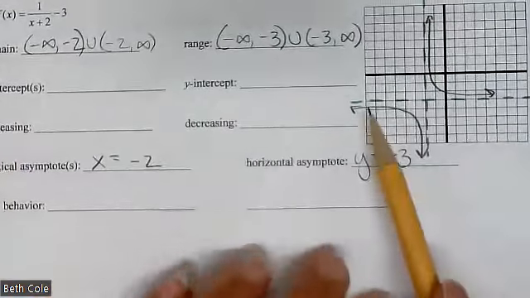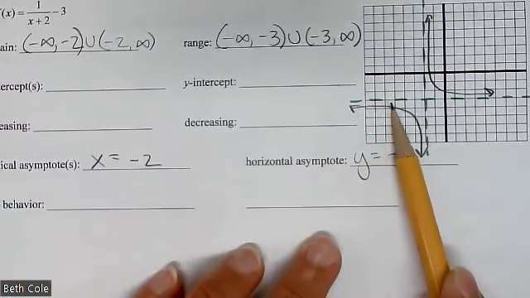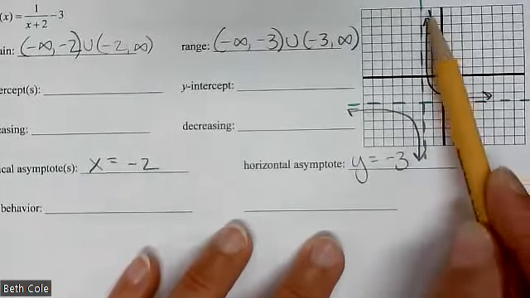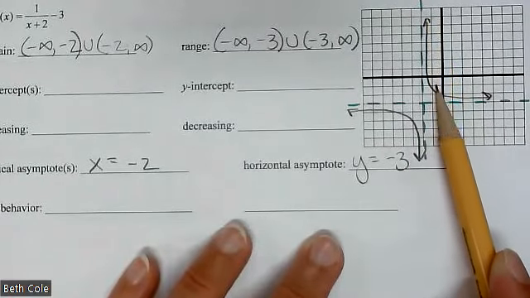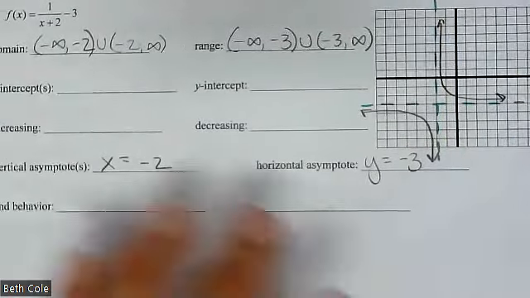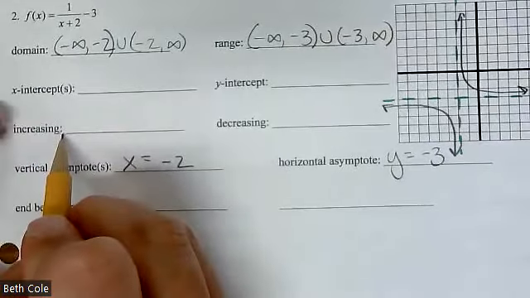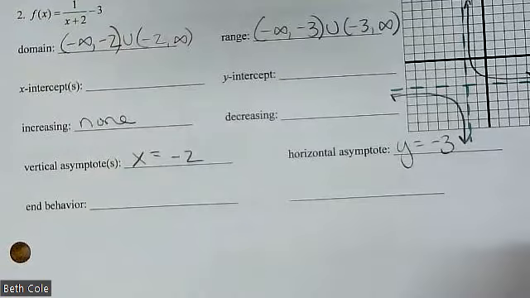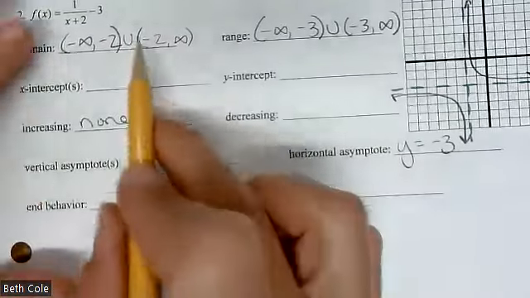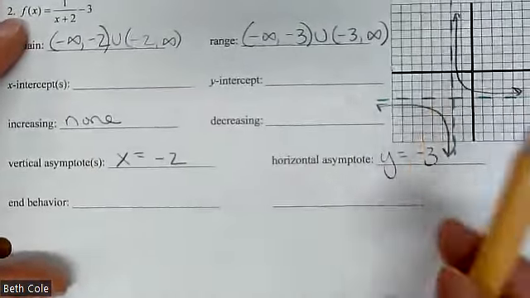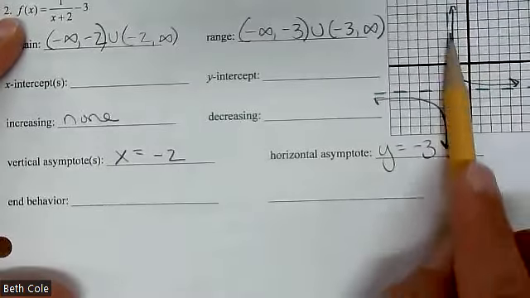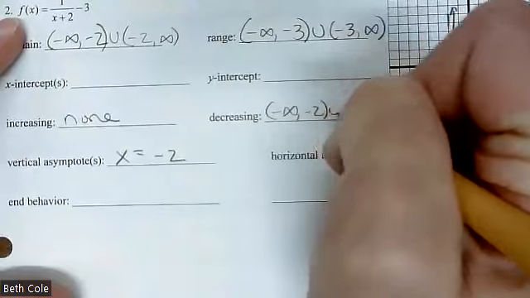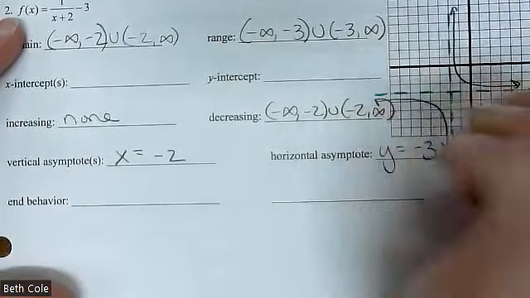Increasing, decreasing. Hey, watch me point to it, guys. What is the graph doing as I trace left to right? All right, decreasing. Even on this side, as we go left to right, it is decreasing. Is it ever increasing? No, so that's none. And if it decreases all the time, you just copy over the domain. It's decreasing everywhere except at that -2 that we had to leave out. So you're just going to copy over that domain answer.